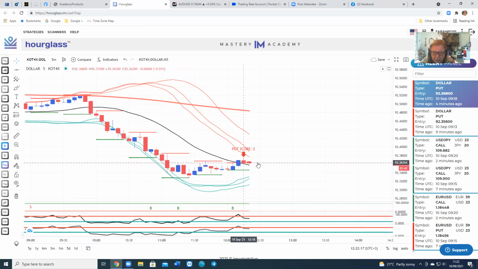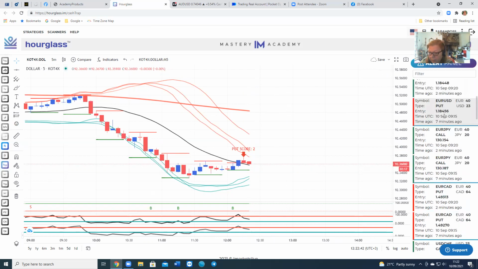So we want that to remain saying puts or sells on the dollar, because if the US dollar goes down, then that means the Australian dollar is being bought, or calls, it's being bought as the base currency against the US dollar. It's getting stronger. So we want this to carry on saying puts on the dollar as we come up to the half hour.